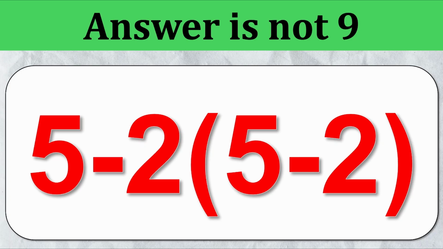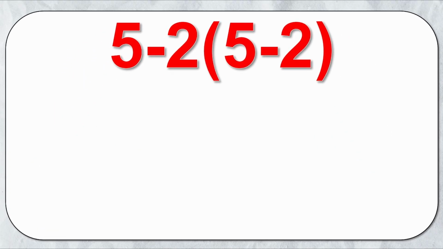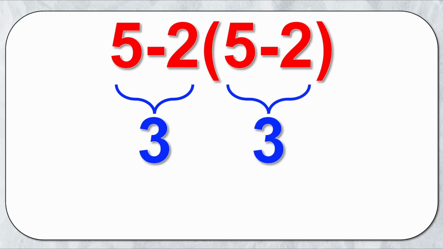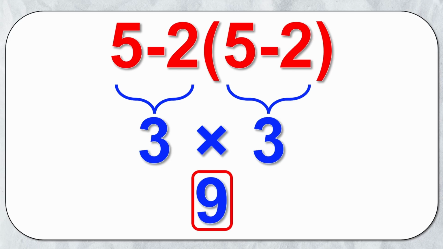A lot of people can't simplify an expression like this properly, and allow me to explain what I mean. So here we have 5 minus 2 times 5 minus 2. Now many people will say, well, 5 minus 2 is just 3, and then I've got another 5 minus 2, which is also 3, and if I multiply them together, well, then I get 9. And if you do it this way, then you're actually incorrect.